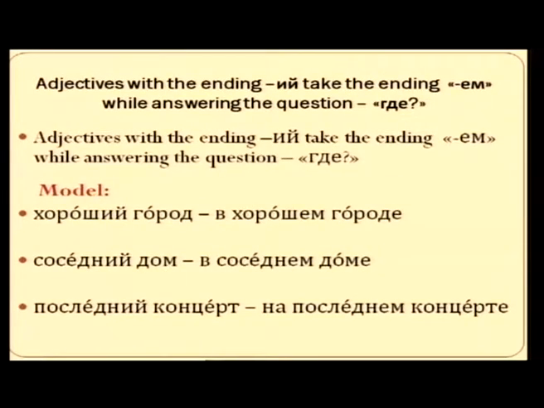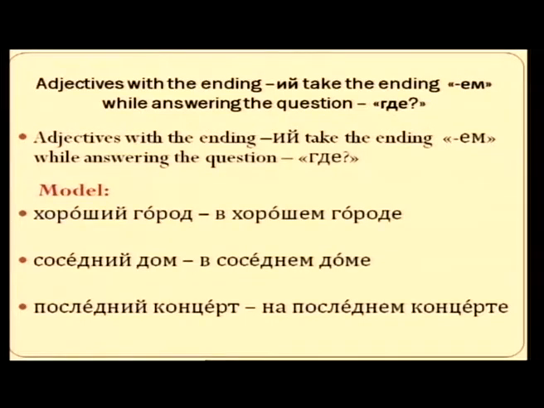Dear learners, now as we already know, in the Russian language itself, in masculine gender, there are certain adjectives which end with "й" (и краткое), and they change into "-ем" when the question "где?" comes. For example, "хороший город" changes into "в хорошем городе." "Соседний дом" changes into "в соседнем доме." And accordingly, "последний концерт" changes into "на последнем концерте."